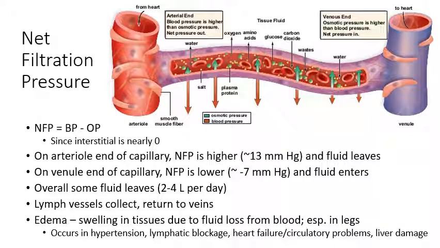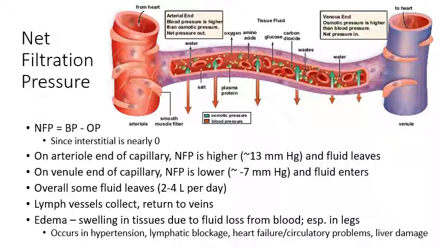So if we put all of these terms together, we'll get the net filtration pressure, which is the total force that is causing water to enter or leave the capillary once all these different forces are taken into account. So you can simplify all of that to the net filtration pressure, or NFP, equals the blood pressure minus the OP, or the oncotic pressure. So the oncotic pressure is already accounting for both of the osmotic forces that are at work here. Then we have the blood pressure, which is the capillary hydrostatic pressure.